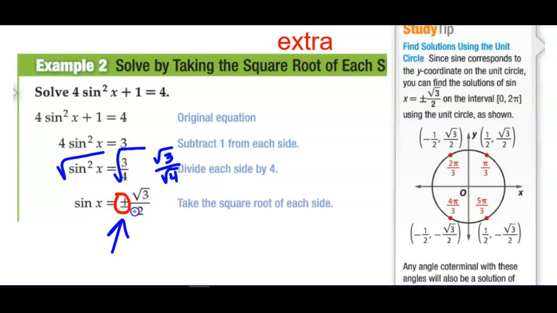So that one has 4 solutions because the sine could be positive square root of 3 over 2 up here at pi over 3 and 2 pi over 3. Or it could be negative square root of 3 over 2, which happens down here at 4 pi over 3 and 5 pi over 3. So there are 4 solutions to that question. Okay.